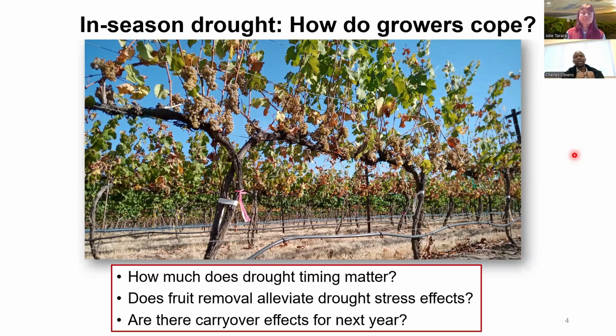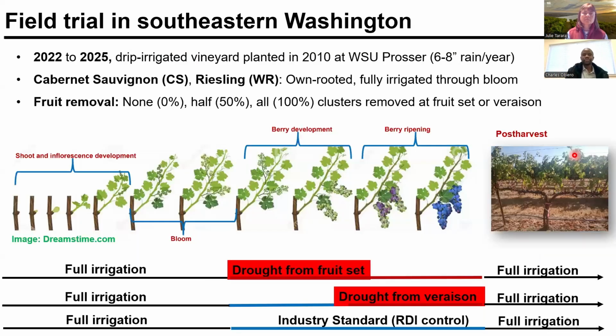Then the question of, if we have in-season drought, does fruit removal actually alleviate the drought stress effects? And are there any carryover effects for the next season, for the next year? So those are the questions that we are going to try to tease apart. For this, I did a field experiment in southeastern Washington, in a vineyard here at WSU Prosser. The drought experiment ran for three years. I started it in 2022, and continued in 2023 and 2024.